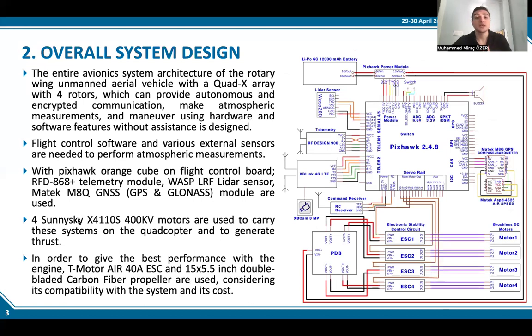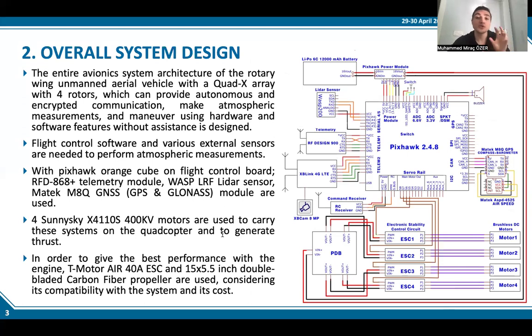Overall system design. The entire avionics system architecture of the rotary wing unmanned aerial vehicle with a quad-X array with 4 rotors, which can provide autonomous and encrypted communication, make atmospheric measurements, and maneuver using hardware and software features without assistance, is designed. Flight control software and various external sensors are needed to perform atmospheric measurements.